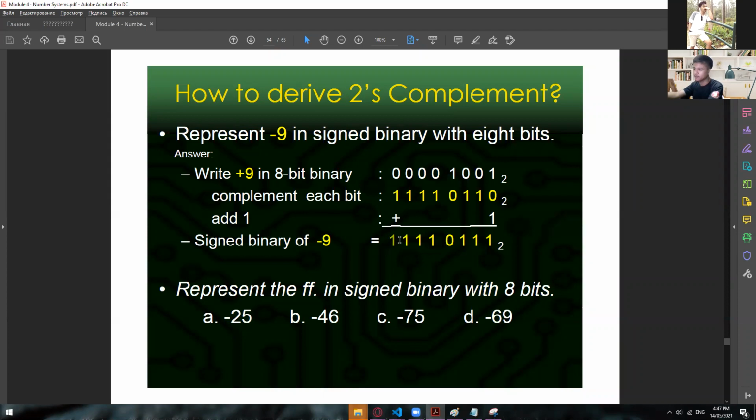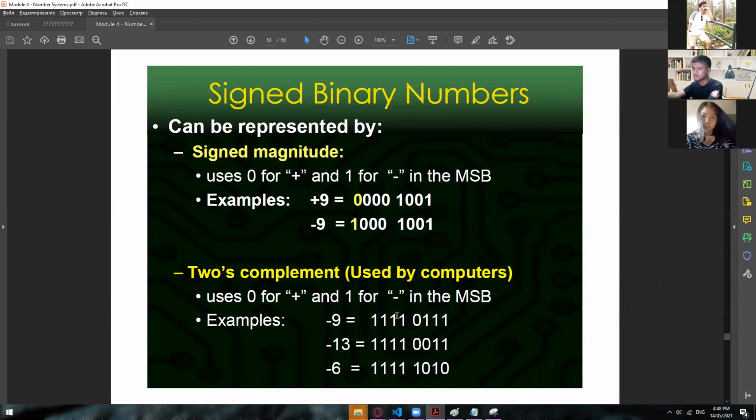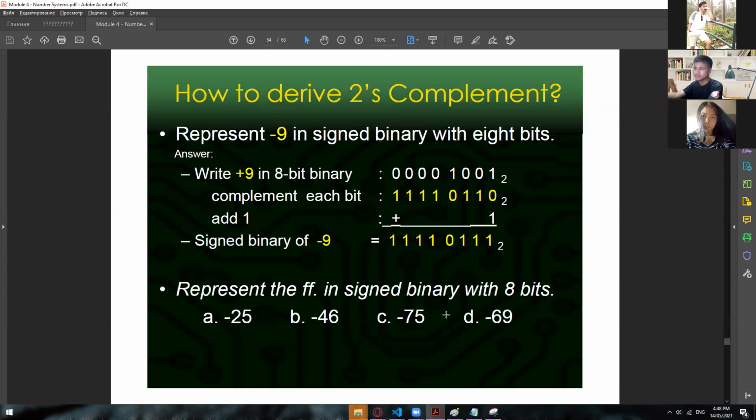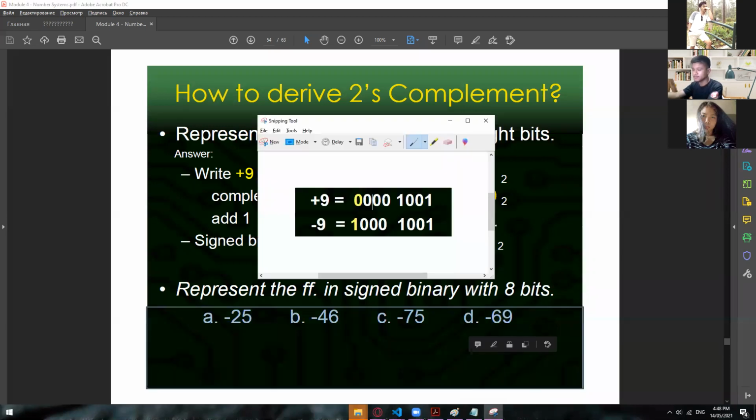That is why, if we take a look at this one, it is the same as this negative 9 right here. Did you guys get the idea on how to apply two's complement? Very good, Miss Kyla. How about the others? Does anyone have a question? It seems that most of you were able to get it. So let's answer letter B for more reference.